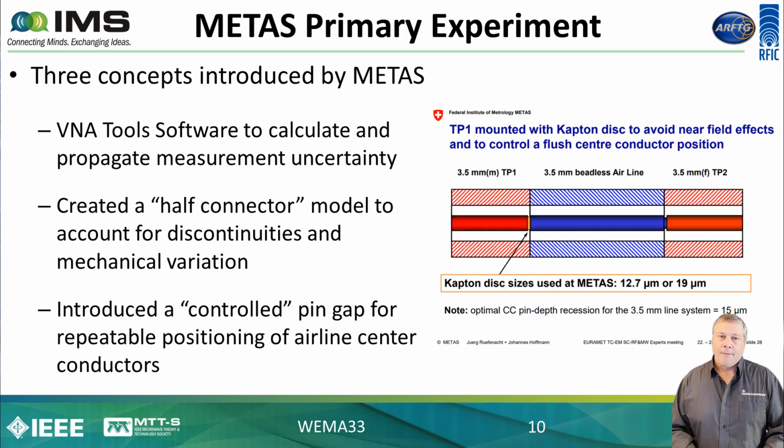And the last thing they've done, and this is probably the most important of them all, is they've now controlled the floating center conductor of the airline. So the airline, as I pointed out, is one of the key items that we're going to measure, and this airline has a floating center conductor. That center conductor is captured between the male and the female connectors at the ends of the VNA cables.